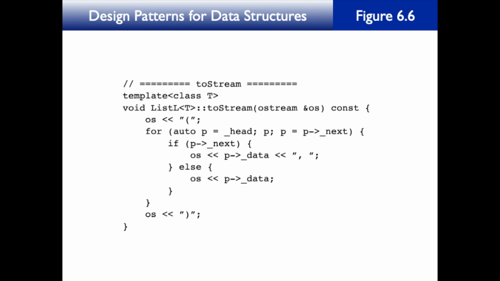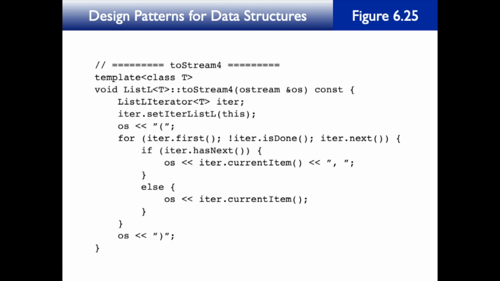So this is code that we've seen before, and this is the way to do it without an iterator. But now look, here in figure 6.25 is the same stream. Now, I've named this differently. This is named two-stream four. Okay, so this is a different version. And you can test this two-stream four in the unit test that comes with the DP4 distribution. So there are several different versions of some of the methods, and these different versions are versions that you are to implement using an iterator. So two-stream four is the version of two-stream that uses the iterator.